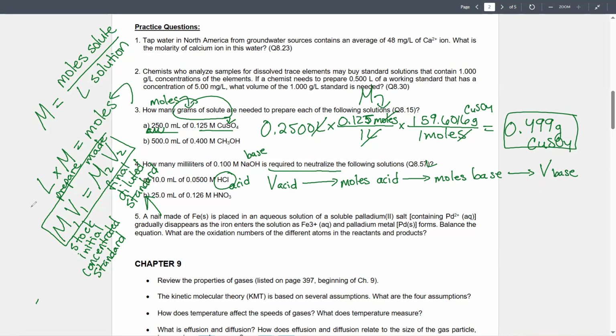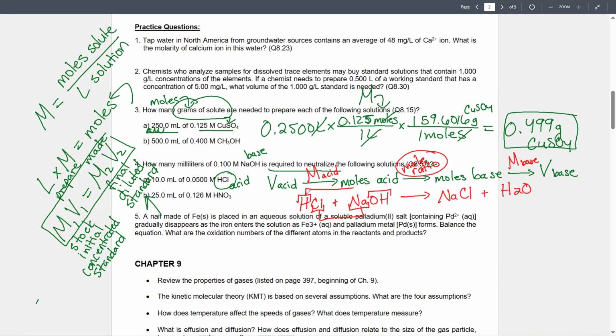So to go from volume of acid into moles of acid, we use the molarity of the acid. Then to go from moles of acid to moles of base, you use the mole ratio. That's why we need the balanced chemical equation. Then to go from moles of base to volume of base, we use the molarity of the base. So it's a three-step problem. But first, we got to set up a balanced chemical equation so we can get that mole ratio between them. So we've got HCl and sodium hydroxide. And they are going to make sodium chloride and water.